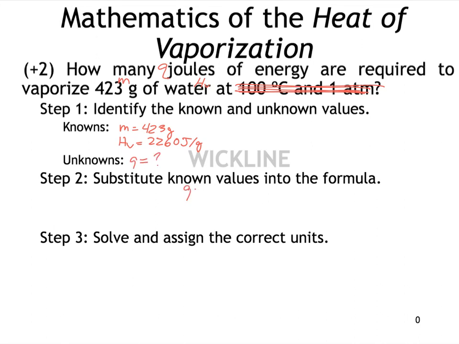So the equation is Q equals mHV, which is on the back page of your reference table. And if I substitute in values that I do know, it's going to be 423 grams for the mass, and for the HV, it'll be 2260 joules per gram. All I need to do now is solve and assign the correct units. And I get 955,980 joules. I do encourage you in the next step to convert this into kilojoules by dividing by 1,000.